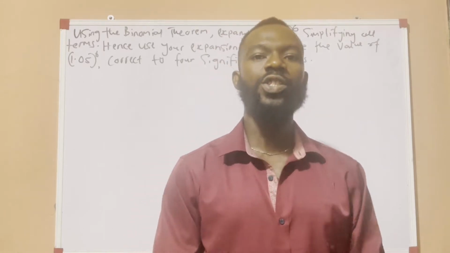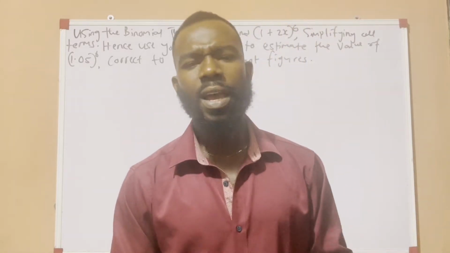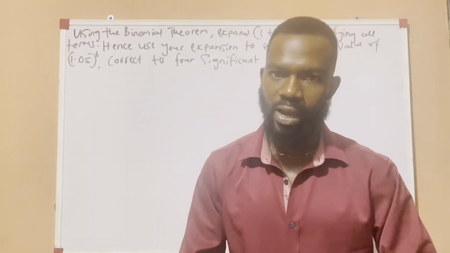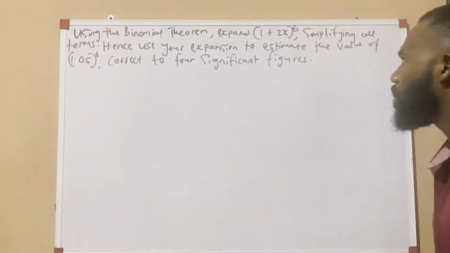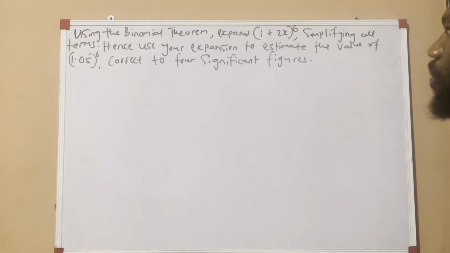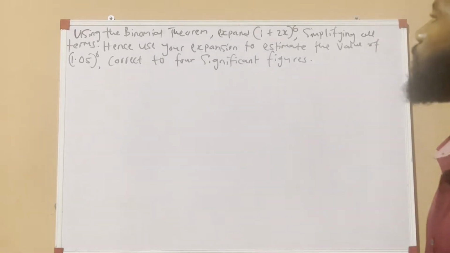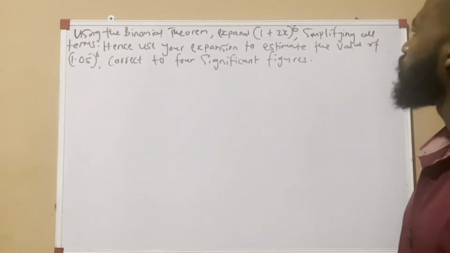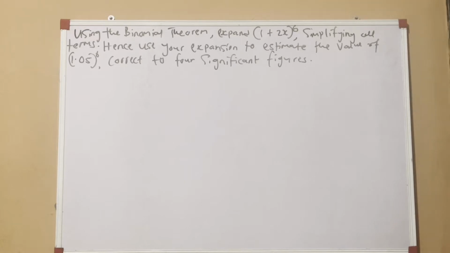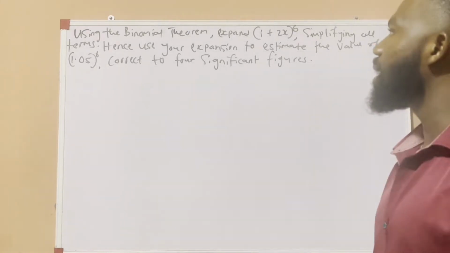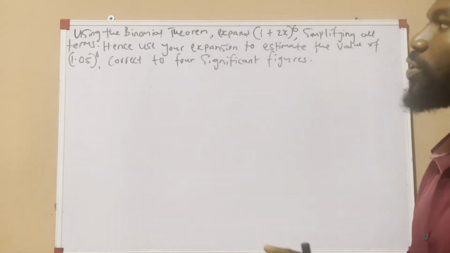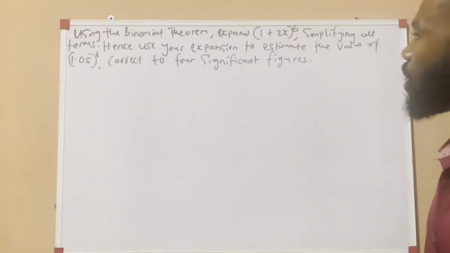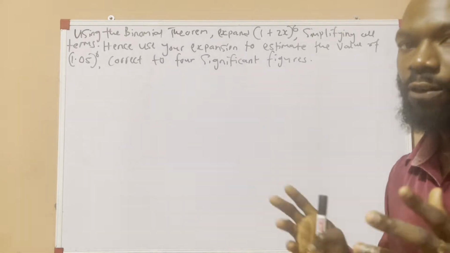Today we have a question that we are going to be solving, and this question is on binomial expansion. Okay, so now the question says using the binomial theorem, expand 1 plus 2x all raised to the power of 6, simplifying all terms. Then hence use your expansion to estimate the value of 1.05 all raised to the power of 6 correct to 4 significant figures.